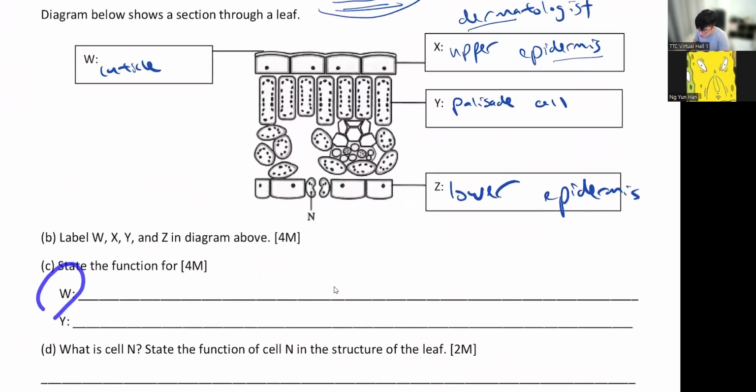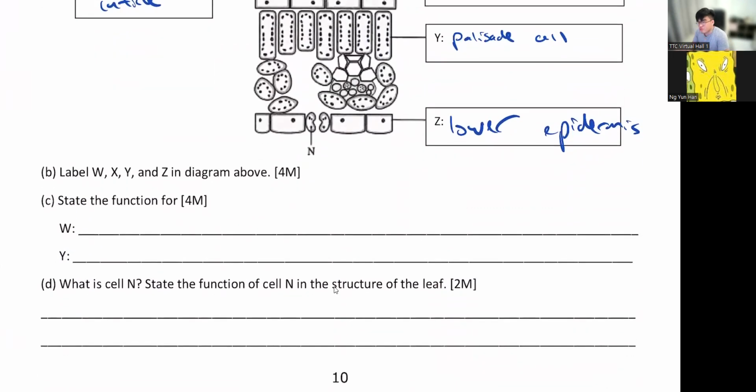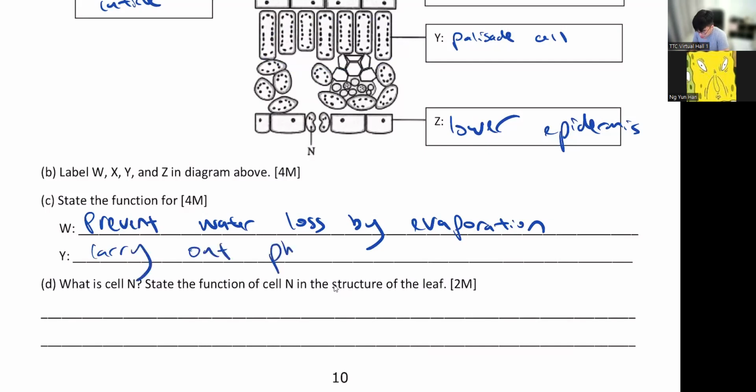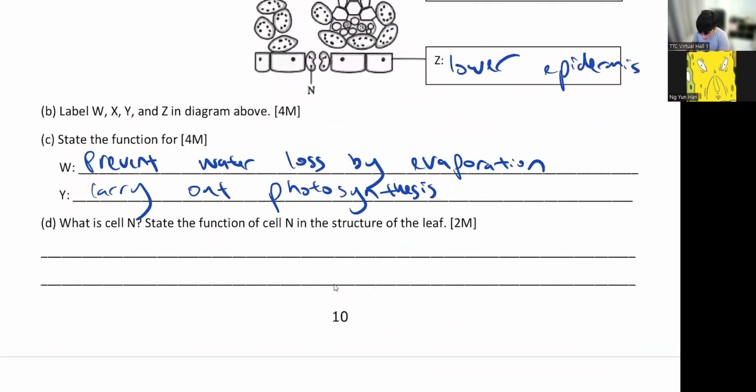So what is the function of W? What's the function of a cuticle? I mean, you don't need to know this, but this is to prevent water loss by evaporation. Or you can say prevent evaporation of water. If not, leaves will just dry up and die. And then the next one is Y. Y is a palisade cell. This is to carry out, as you know, photosynthesis. Very straightforward.